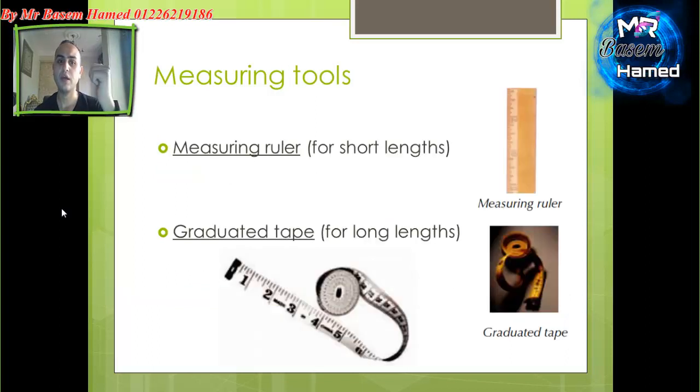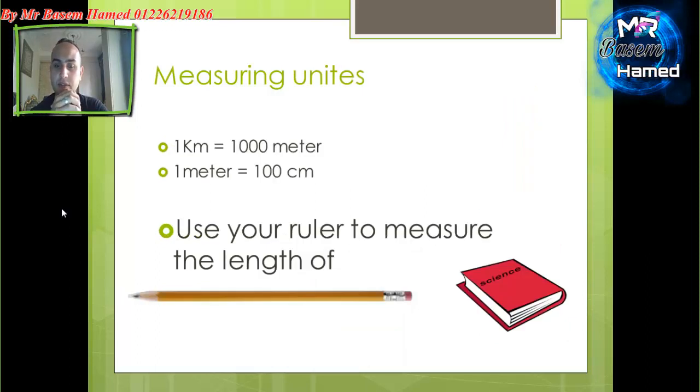The units are kilometer, meter, and centimeter. If we want to measure very, very long distances, like the distance between Cairo and Alexandria, we use the kilometer unit, as 1 kilometer equals 1,000 meters, and each 1 meter consists of 100 centimeters. So, can you tell me now what are the measuring tools for the length and what are the measuring units for the length?